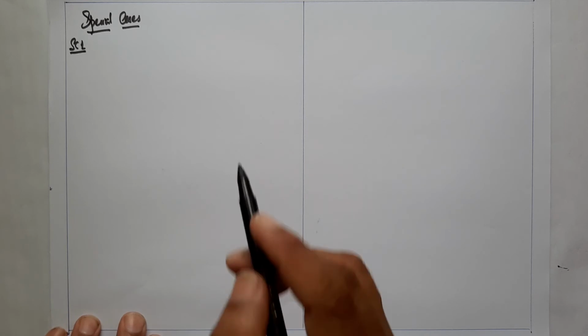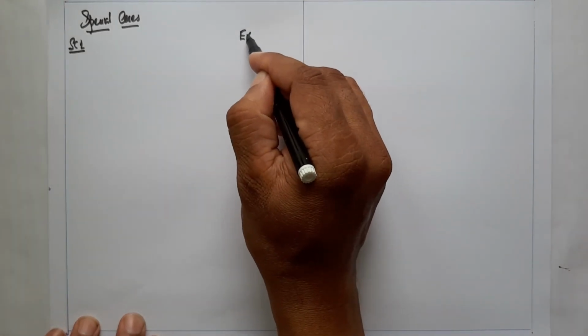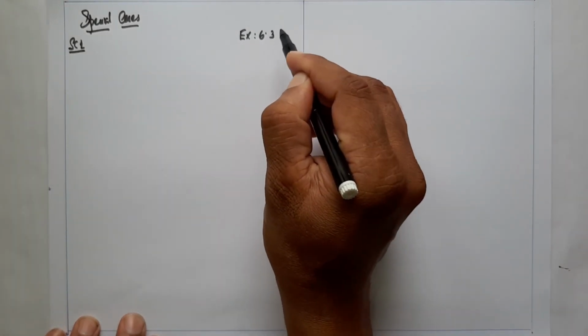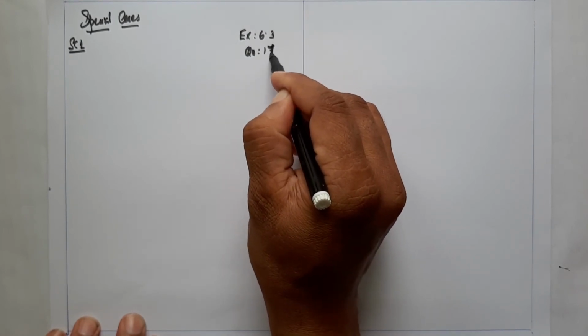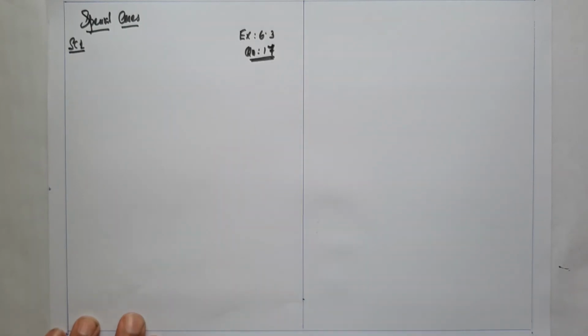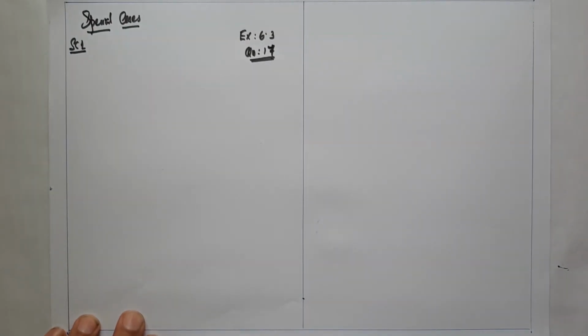If you have any doubts in the question, then we refer Exercise 6.3, question number 17. If you have any doubt in the question, please refer this question. Our question is, find the points on the curve y is equal to x cube at which slope of the tangent is equal to the y coordinate of the point.